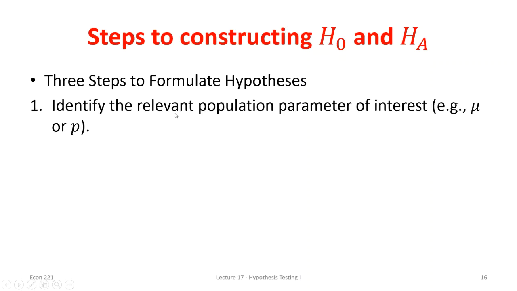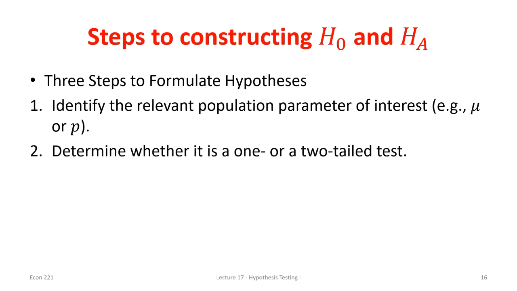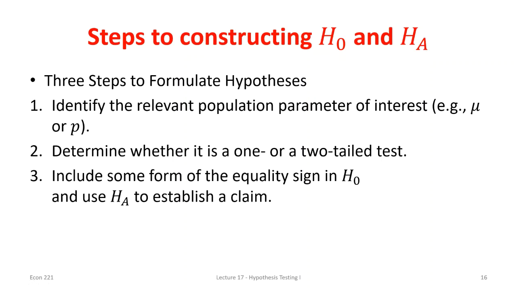So this first step to constructing a null and alternative hypothesis seems pretty easy: identify what population parameter you're interested in. Are we looking at a population mean, or a population proportion? Then determine, is it a one or a two-tailed test? After that, just for the sake of this class, we're always going to put the equality in the null hypothesis.